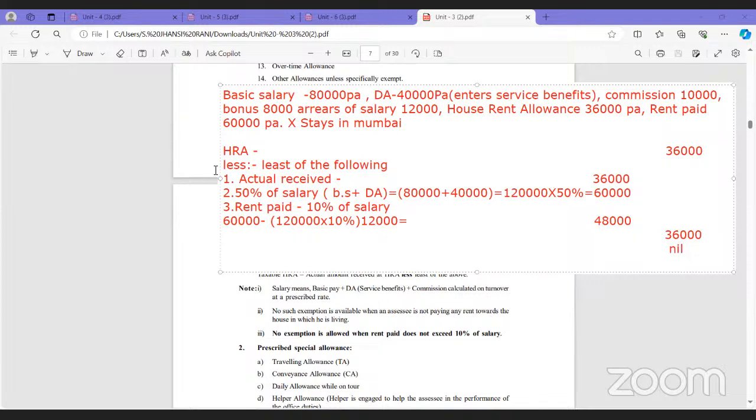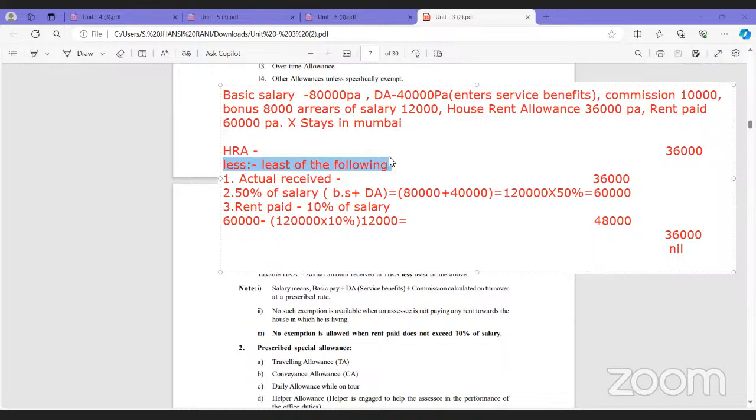Why? Because look here. How much is he receiving as HRA? 36,000. From this, before, least of the following: 24,000. Why 24,000? Nil it is. 36,000 minus 36,000. There is no tax.